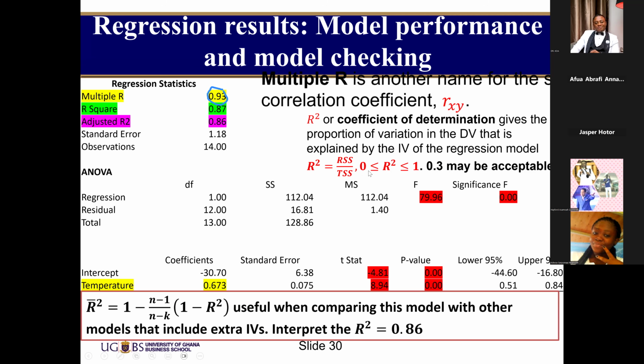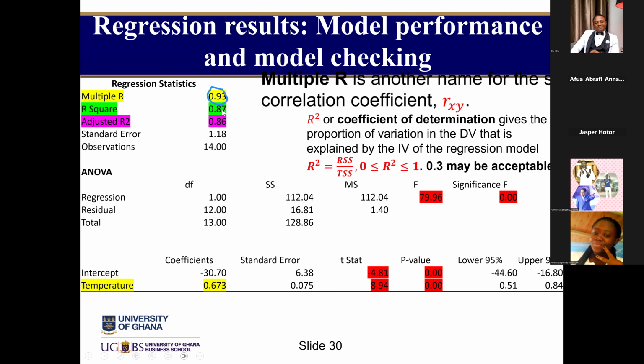But what does it mean? In this case, what it means is that 87% of the variation in bottled water sales has been explained by the entire regression model. That is, it's been explained by temperature, because temperature is the only independent variable. 87% of the variability in sales has been explained by temperature.